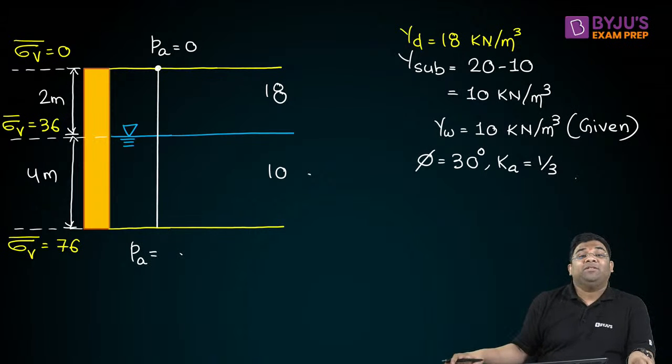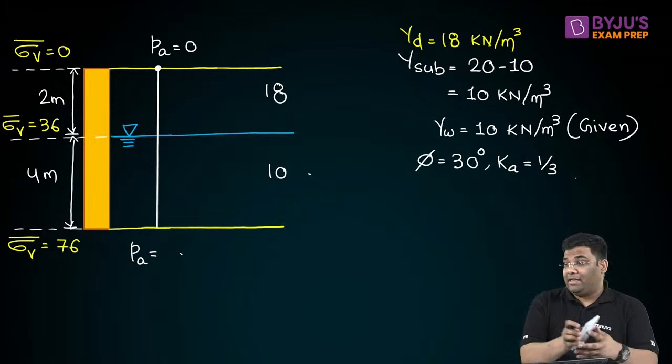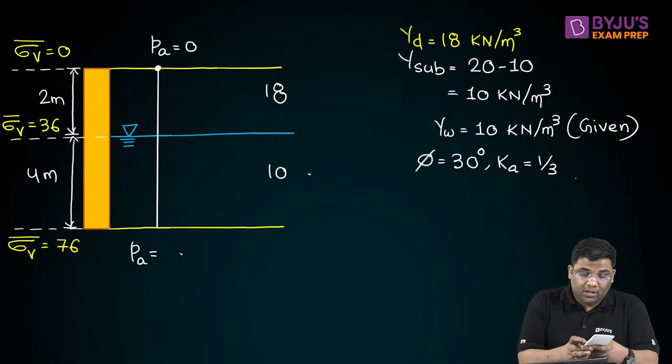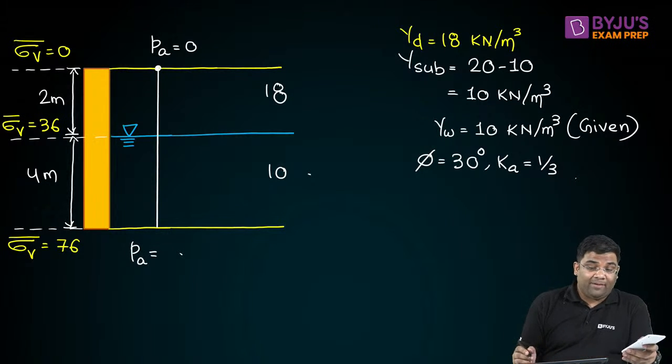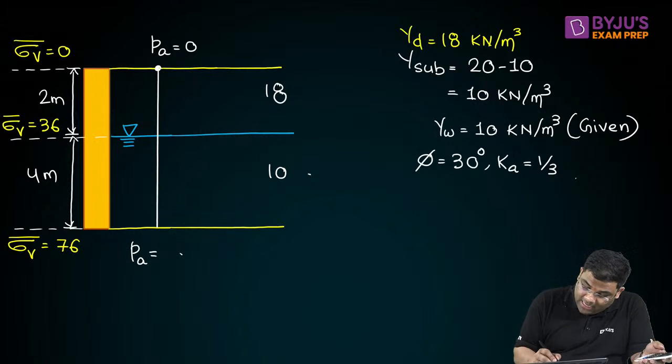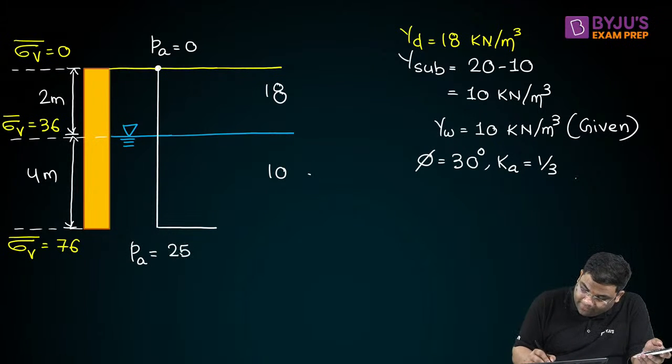At the bottom, the earth pressure will be what? Simply Ka into vertical stress, that is equal to 1 divided by 3 into 76. That is how much am I getting? 25.33. I am getting this as 25.33.